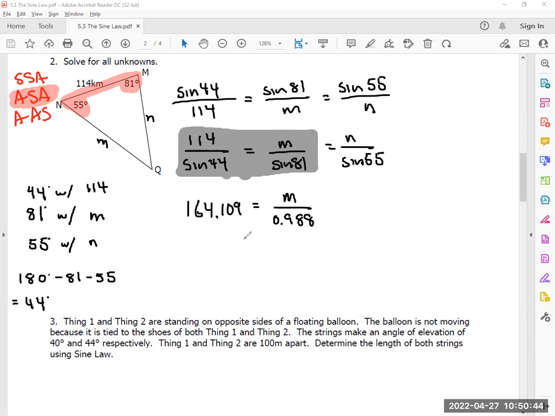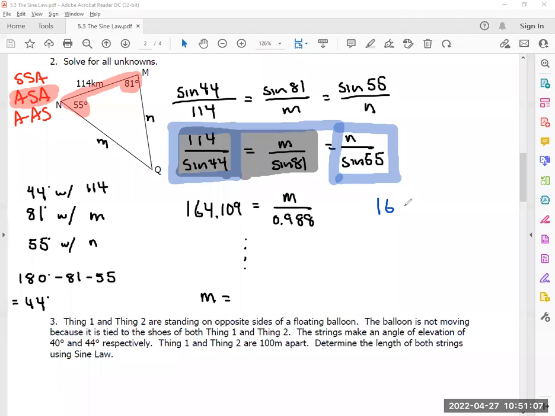Once again, you should be able to figure out what n is. Moving on, again, I'm not going to do that for you because I will trust you to try it. My next ratio will be that with this ratio. So I will set it up. 114 divided by sine 44 is 164.109. That is equal to n over sine 55, which is 0.819. You should be able to figure out the rest. And we found it. Sine law.